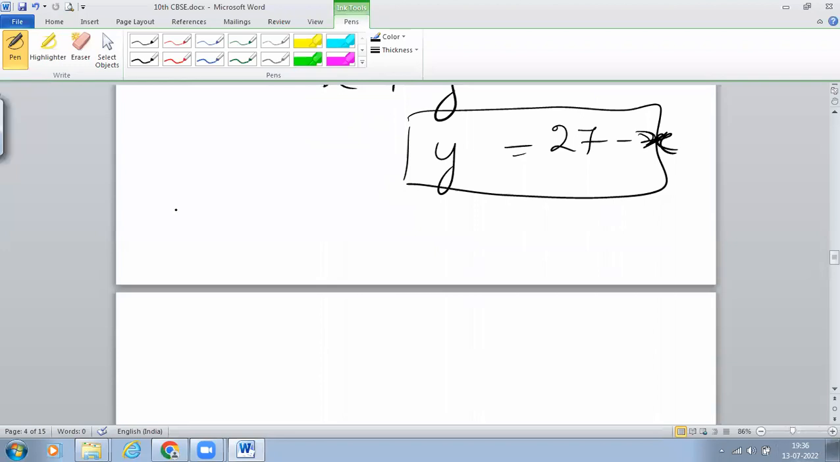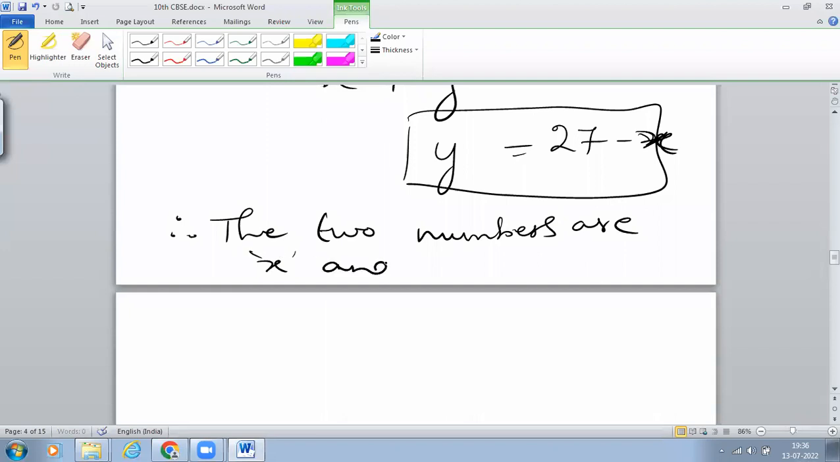So therefore, what are the two numbers? Therefore, the two numbers are x and 27 minus x. Am I right? Are you able to understand this step? Yes, sir. So one number is x and another number is 27 minus x. We got this 27 minus x because when we add the two numbers, we get 27.